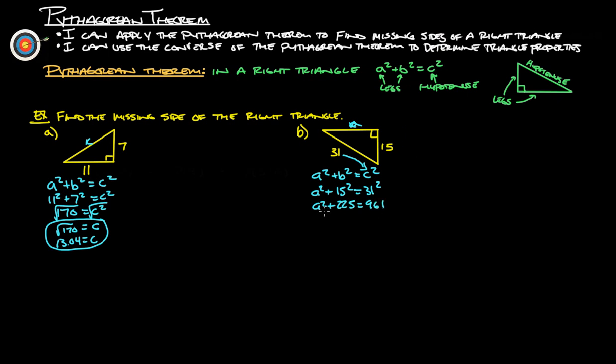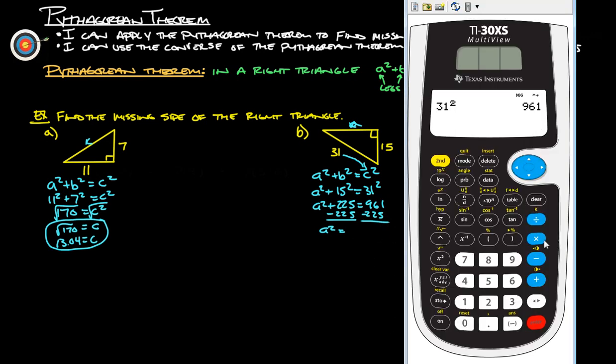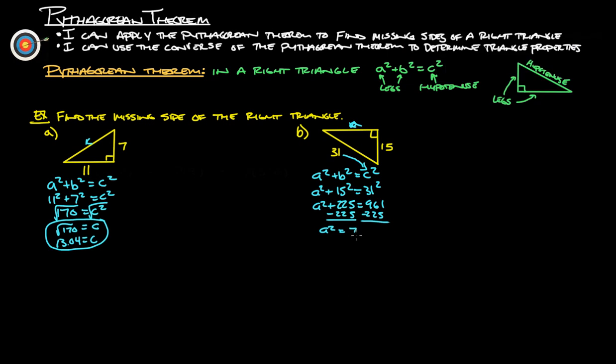So what we've got to do is get the a by itself. So we now have to subtract 225 from both sides, right? And we get a squared is going to equal 961 minus 225. So we already have 961 in there, so I'm going to just push subtract 225, and that gives us 736.